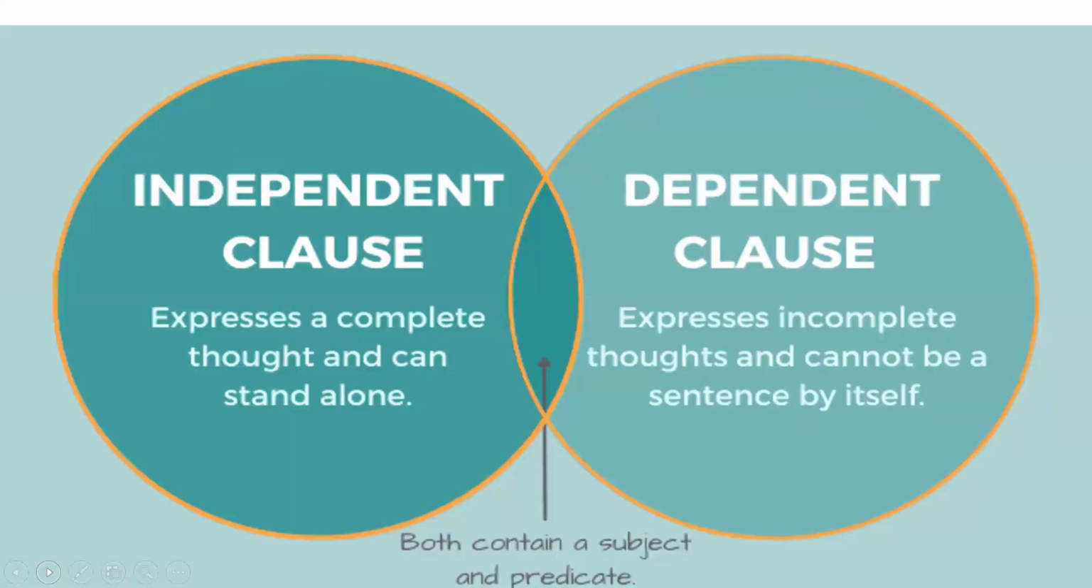The independent clause, which is also called the main clause or principal clause, expresses a complete thought and can stand alone. The dependent clause expresses incomplete thought, incomplete information, and cannot be used alone. It cannot be a sentence by itself. Both independent and dependent clauses contain a subject and predicate.